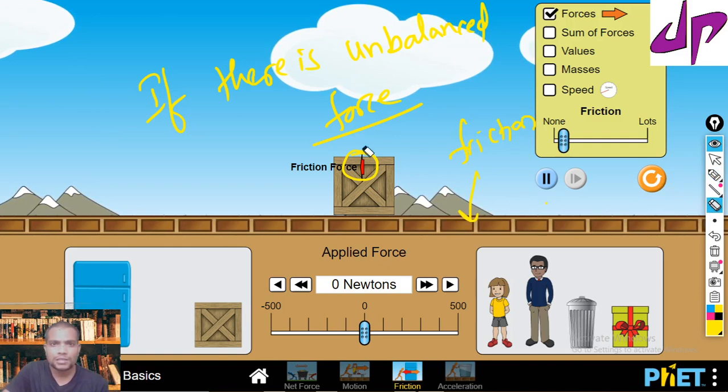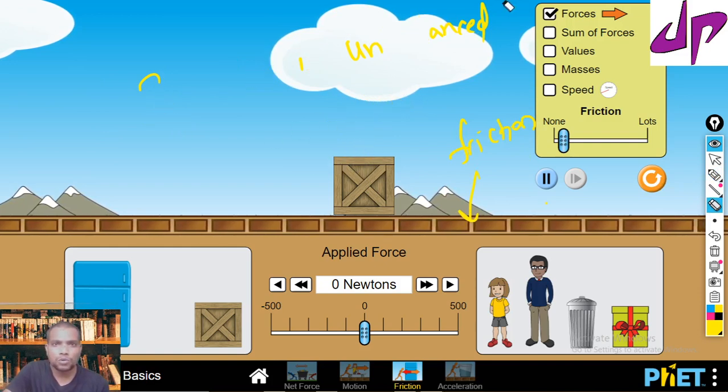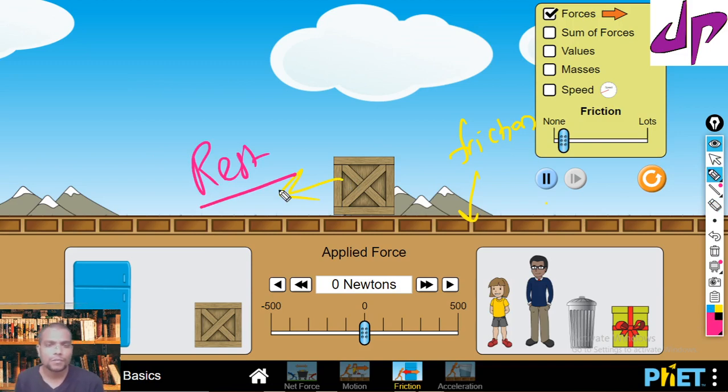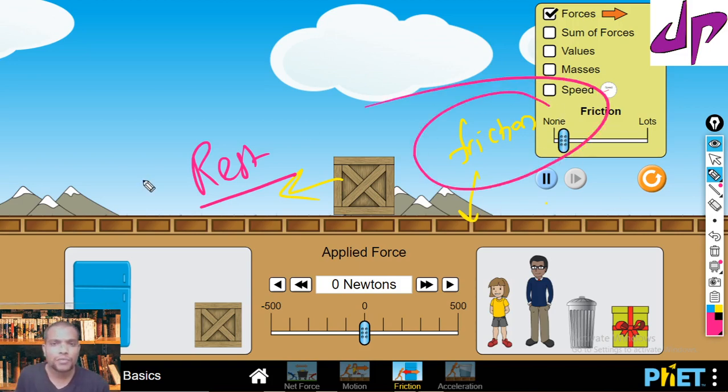Now do you notice? Has the box come to rest? Yes, now the box is at rest. How did we bring the box to rest? We applied an opposite force. Here the opposite force is nothing but friction. That opposite force is nothing but the unbalanced force.